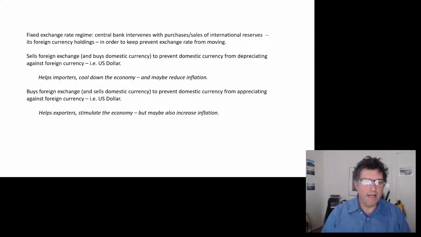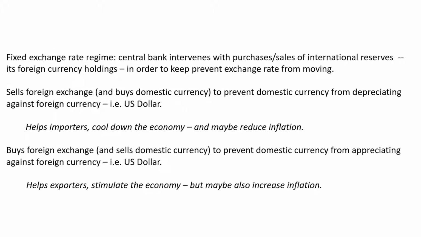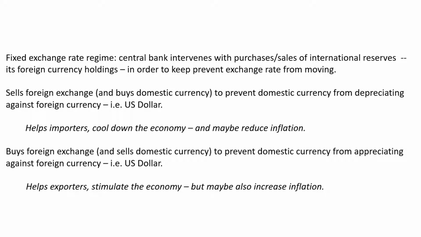So we're going to find that anytime the central bank is experiencing pressures on the domestic currency to depreciate, the central bank will sell foreign exchange. It will buy domestic currency to prop the domestic currency up and to prevent the exchange rate from depreciating against the foreign currency. That's the U.S. dollar. Now you might ask, well, why might that happen?